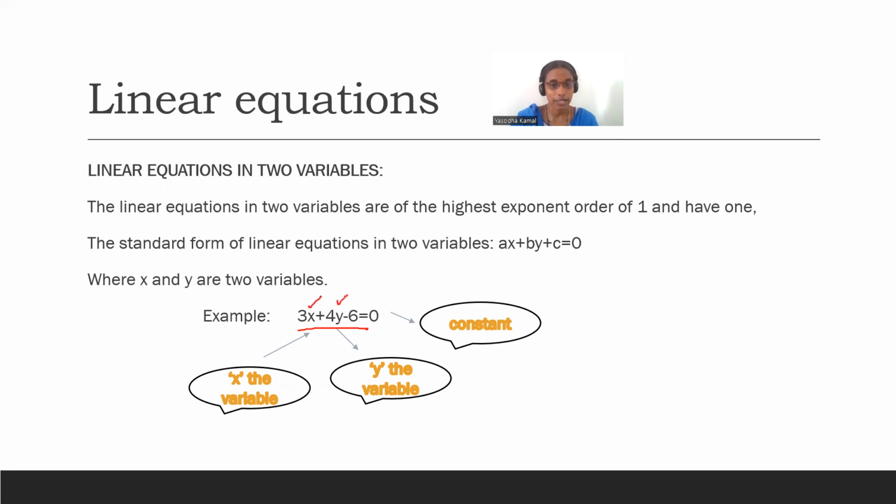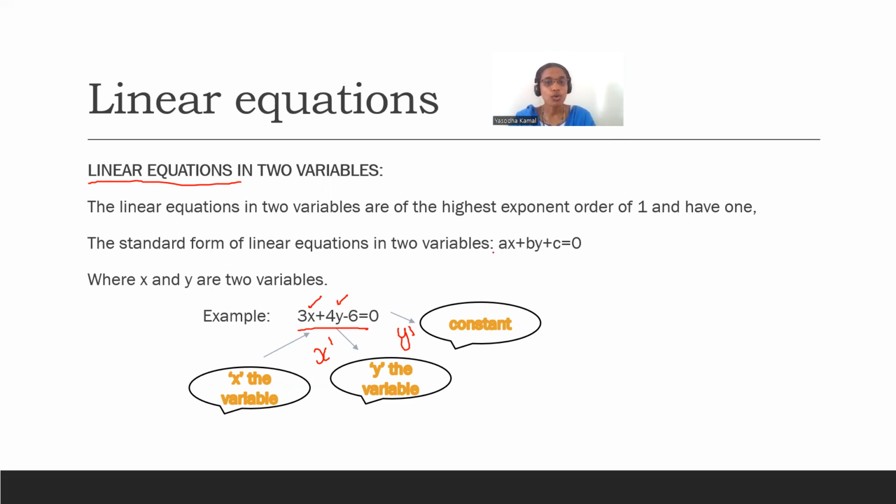Yes, x and y. These are the two variables involved in this equation. Can you tell me about the powers of these two variables? Yes, x has power 1 and y has power 1. That is why the statement is said to be a linear equation in two variables. So when an equation involves two variables, and the highest power of the variables is 1, it is said to be a linear equation in two variables. Do you have any doubt?